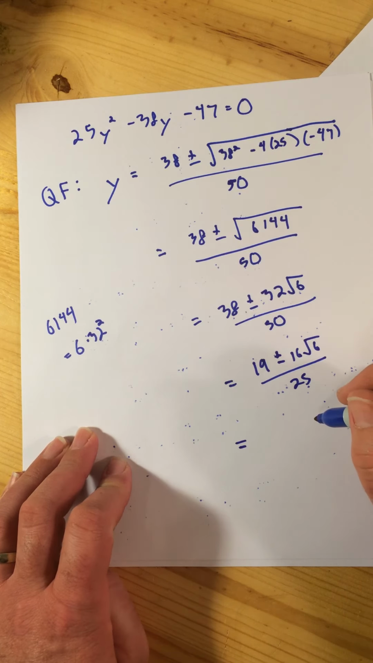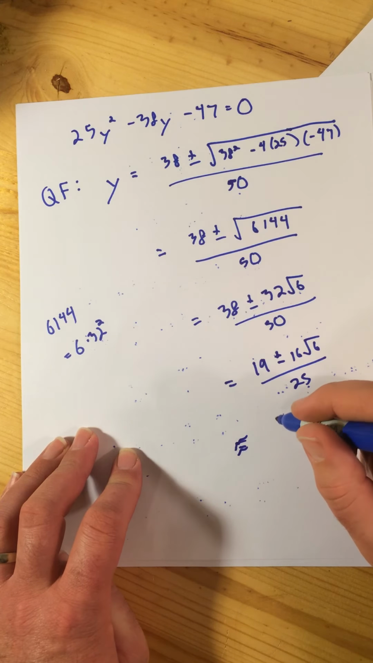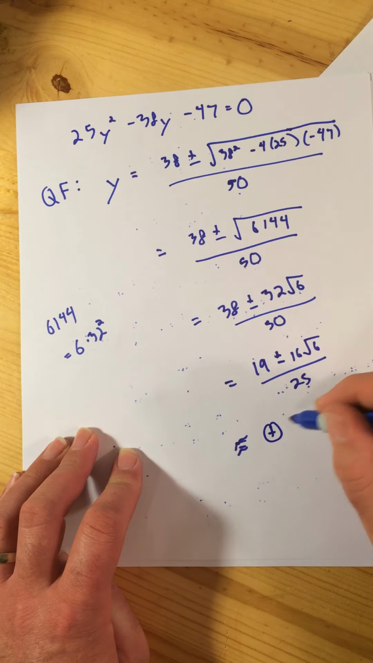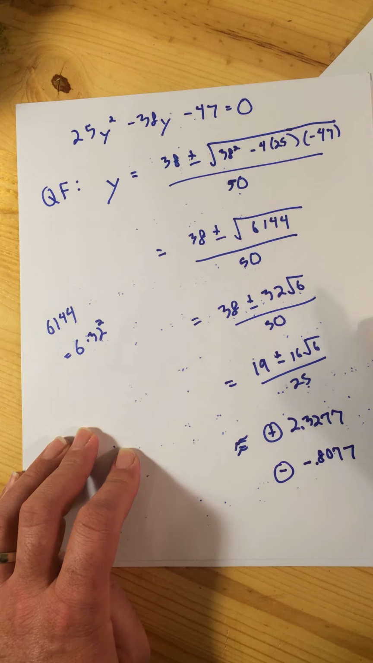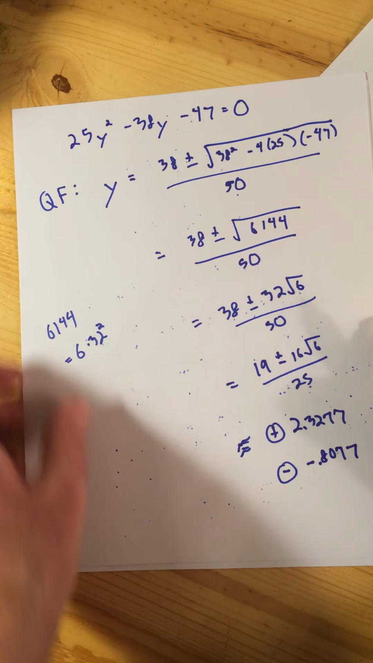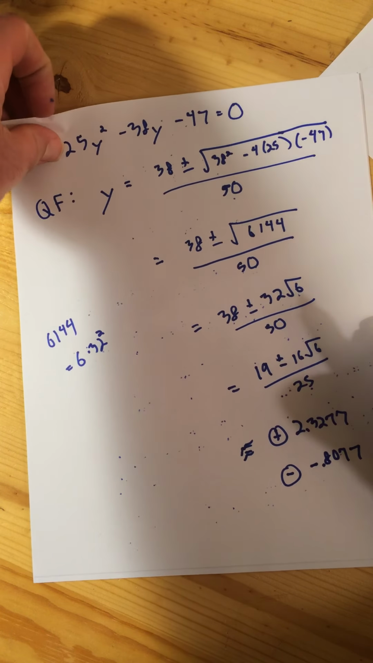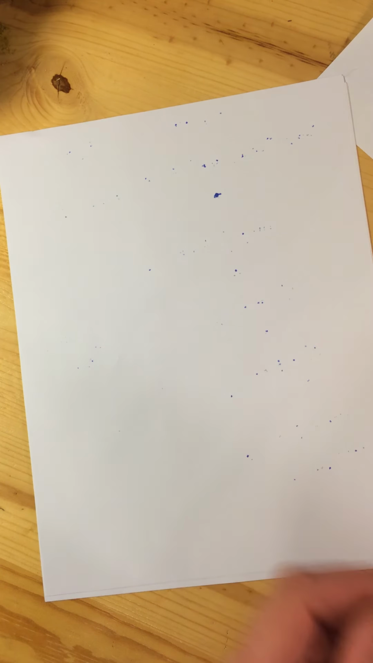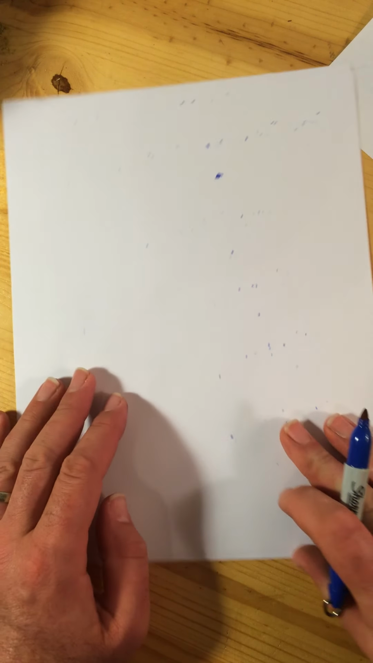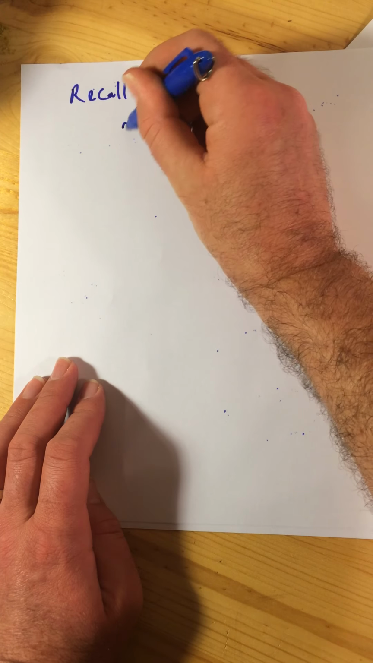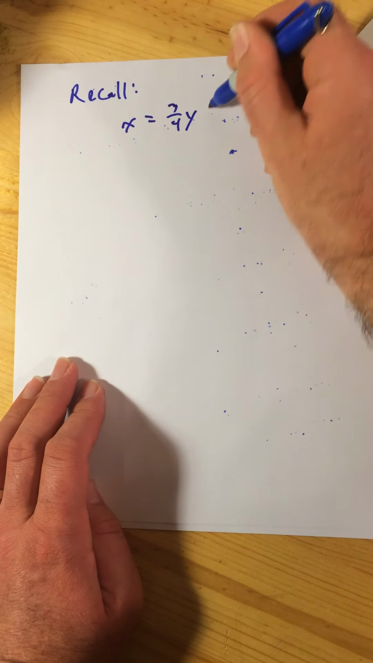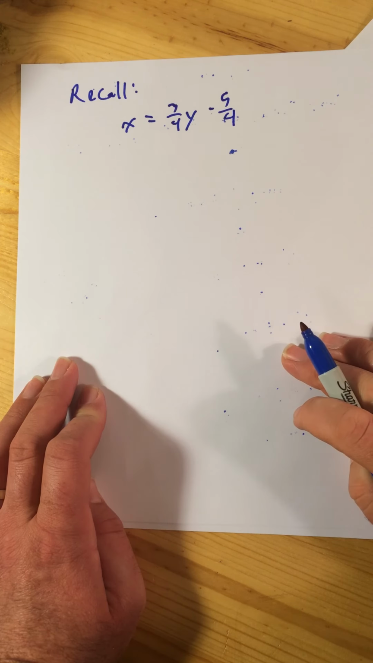If you actually want to figure out what these things are, let's go ahead and punch them into decimals. What I get for the positive answer is about 2.3277, and for the negative answer I get negative 0.8077. Now what was it we just found? We just found the y coordinates of these two things. So how do we find the x coordinates? Well, remember we have a relationship between x and y. So recall, we found out that x was equal to 3/4 y minus 5/4. That was something a couple of pages ago.